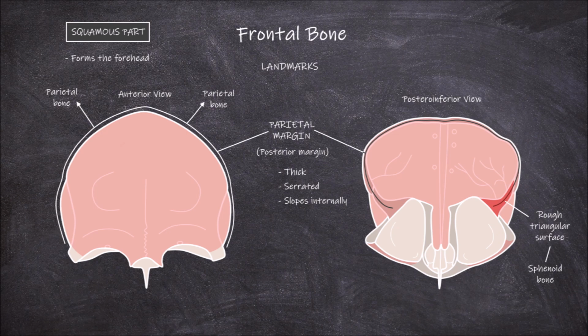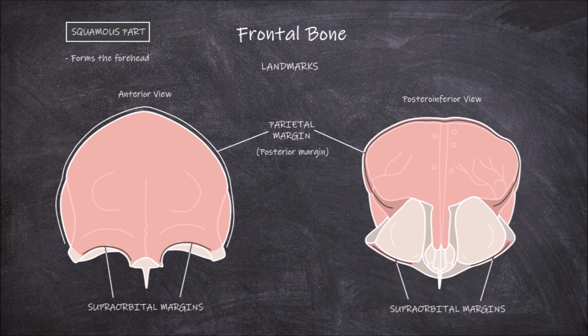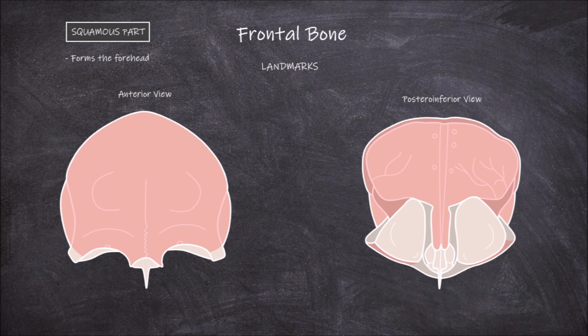The next margins are the two supraorbital margins. These margins are the upper edges of the eye socket opening and form the border between the squamous part and the orbital plates of this bone. The squamous part also has two surfaces. The first surface is the external surface. This surface is convex in shape.